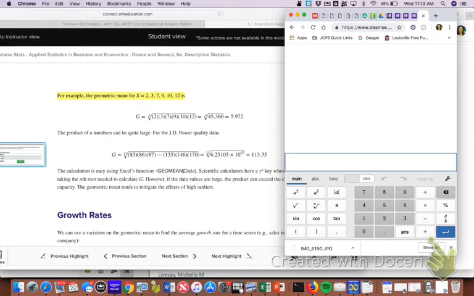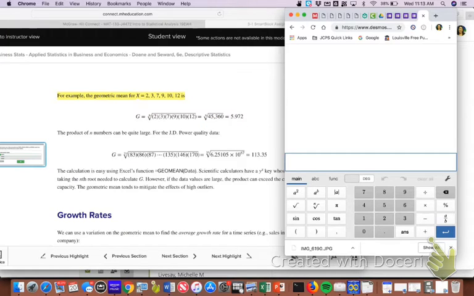Hey guys, here is a really quick tutorial to explain how you can find that nth root. So your specific question was about, if I understand it correctly, you're wondering how the textbook got from this 45,360 to the 5.972.